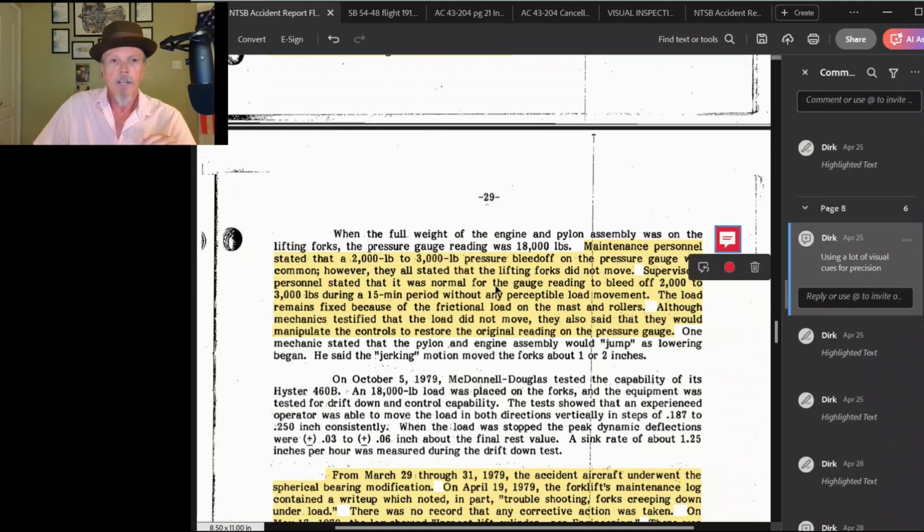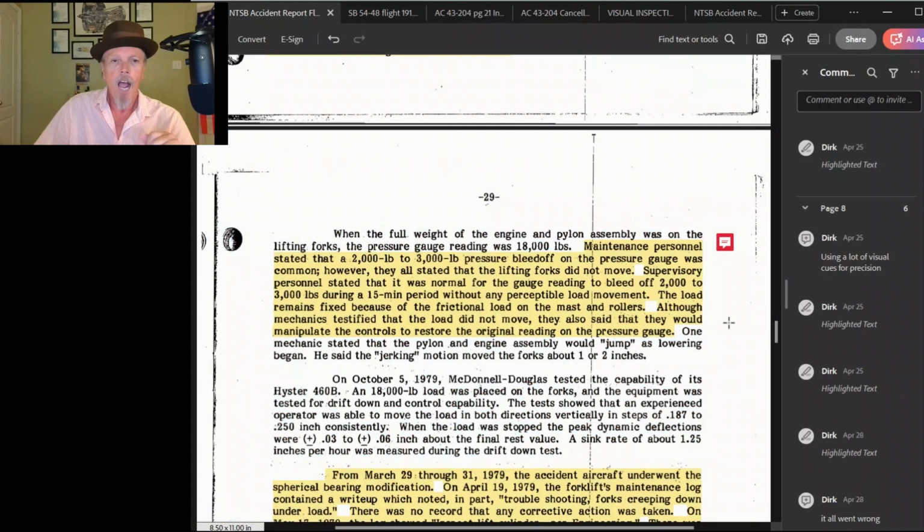So maintenance personnel stated that the 2,000 to 3,000 pound pressure bleed off on the pressure gauge was common. However, they all stated that the lifting forks did not move. So now they've got all the weight on the forklift, and they're telling you that there is a pressure bleed off.